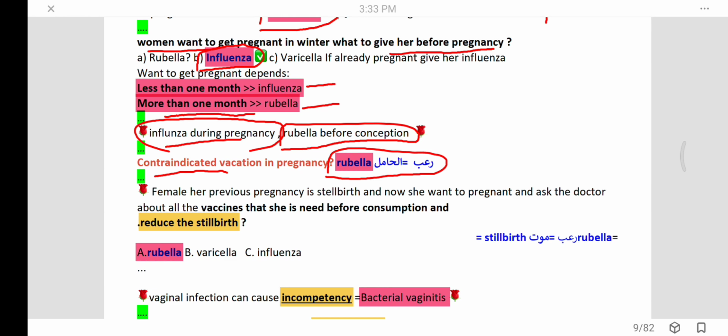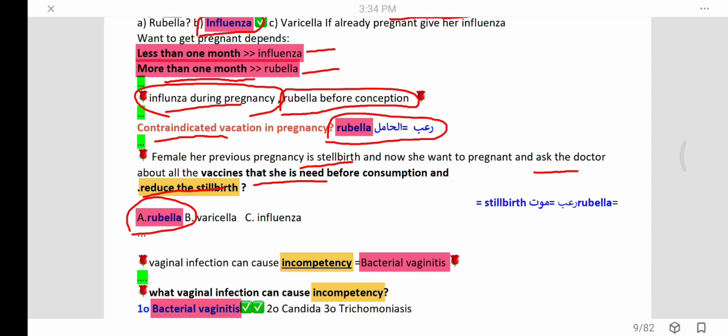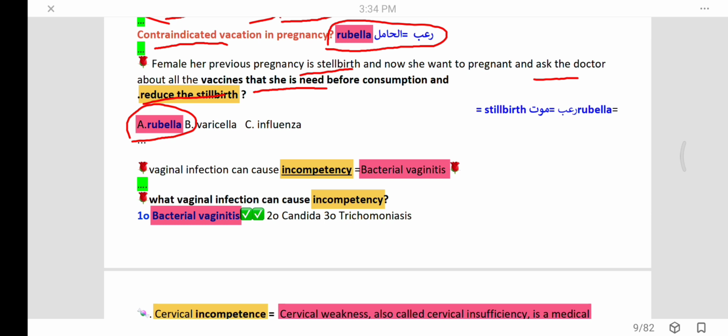A female whose previous pregnancy was a stillbirth now wants to get pregnant and asks the doctor about all the vaccines she needs before conception to reduce stillbirth. Here rubella is the answer, because due to rubella infection there are increased chances of preterm birth and stillbirth. Vaginal infection can cause incompetency. The right question would be, which vaginal infection can cause incompetency? The right answer is bacterial vaginitis. What vaginal infection causes incompetency? Same, the answer is bacterial vaginitis.